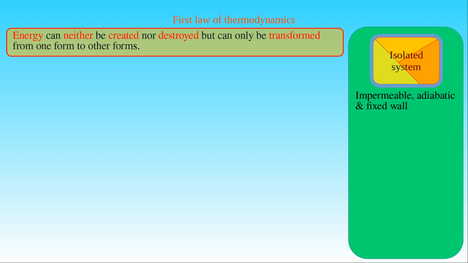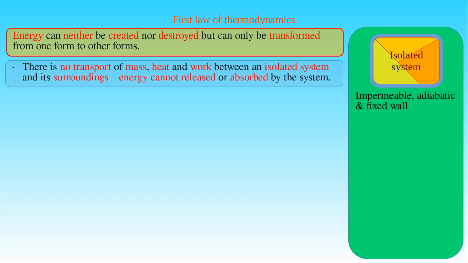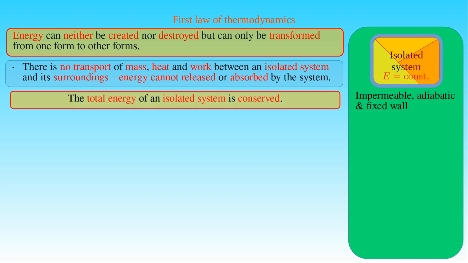Since the transport of mass, energy and momentum is not possible through the wall, energy cannot leave the system in the form of heat, or it cannot be absorbed from the surroundings. At the same time, the law of conservation of energy claims that energy can neither be created nor destroyed, but it can transform from one form to other forms in the system. Therefore, the total energy of an isolated system is conserved, which is another formulation of the law of conservation of energy or the first law of thermodynamics.